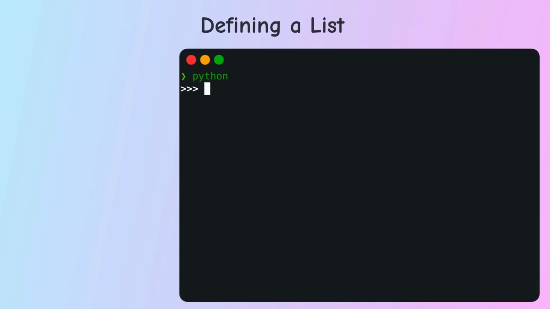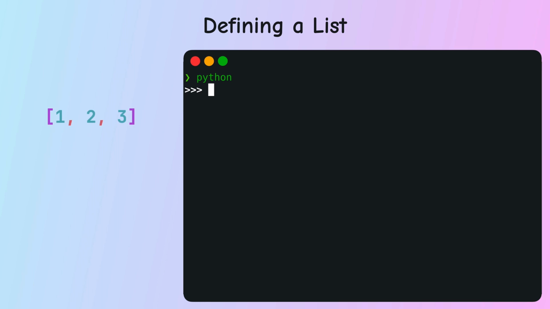A list is a dynamically sized data structure that can hold any array of elements. To define a list, you can write the opening square bracket, then the elements in the list separated by commas, and finally the closing square bracket. In the real world, you might want to assign this to a variable as well.